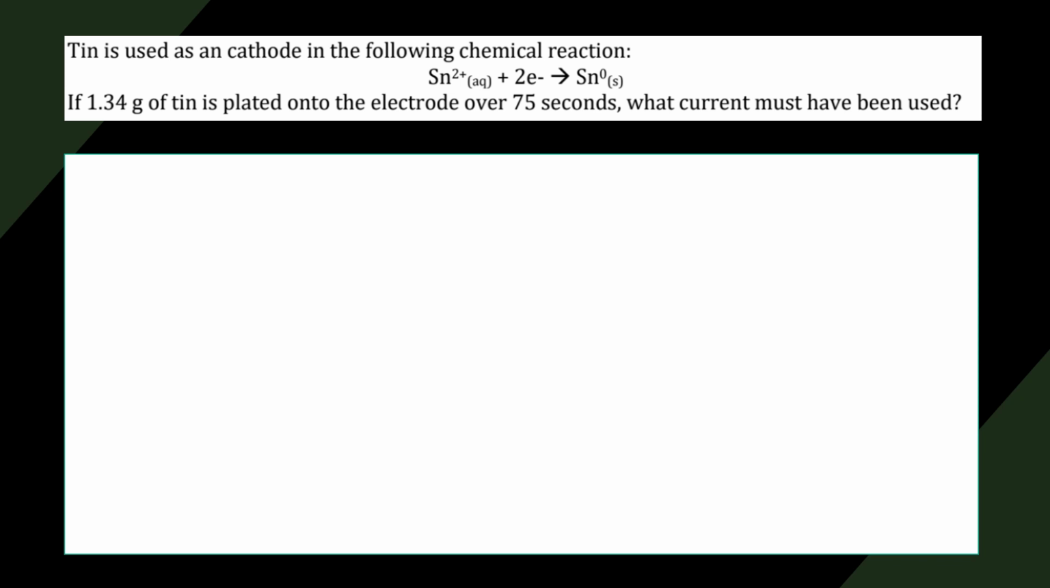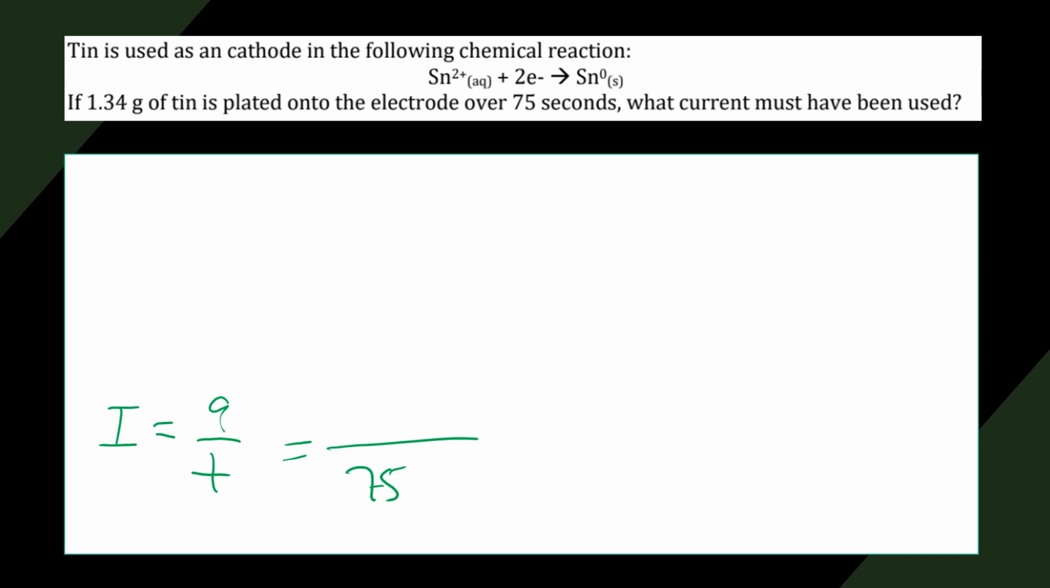Tin is used as a cathode in the following chemical reaction: Sn2+ plus 2 electrons makes solid tin. If 1.34 grams of tin is plated onto the electrode over 75 seconds, what current must have been used? So remember that I'm trying to find current. Current is Q over T, so I want to get my coulombs. I have 75 seconds already, so that's easy.